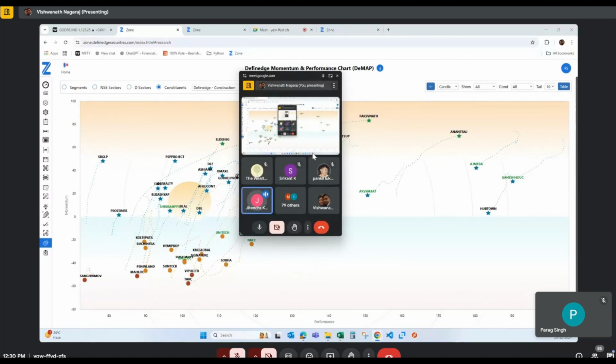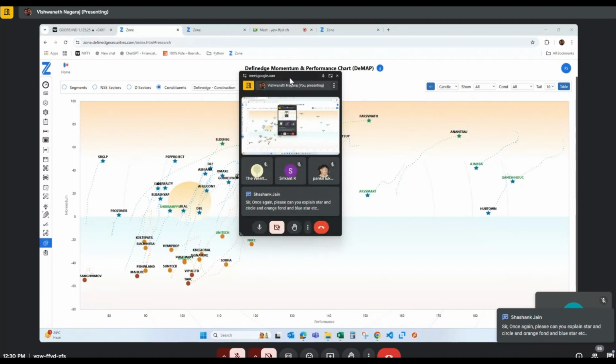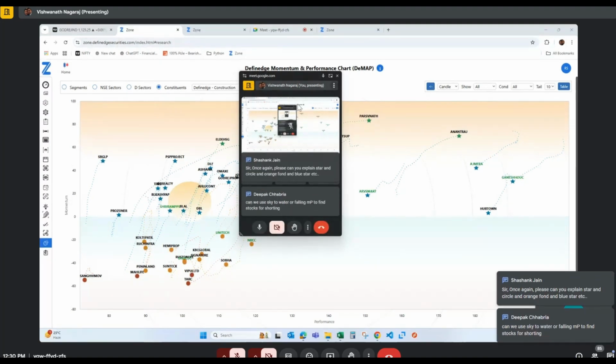Sir, you are too fast on DMAP. Please, once more. A lot of people are new. The way you play with the chart is like a kid playing with a toy. You have mastered that DMAP chart. Okay, sorry. Star, circle, orange, found, blue star.